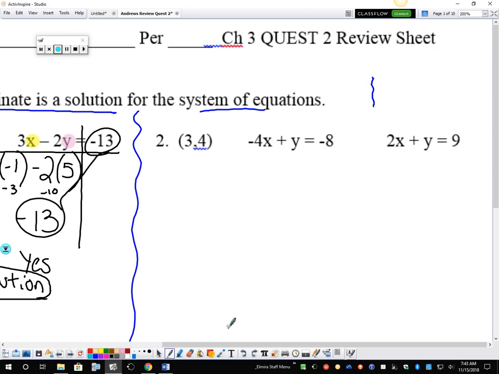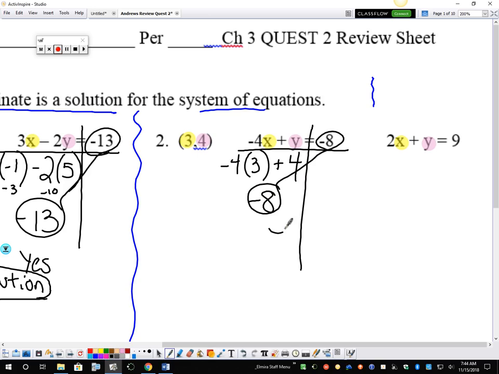Sliding over to the second one. Here again, let's highlight our x value and our x's. Highlight our y value and the y. And then we'll start subbing in. So -4, instead of x, we'll have times 3. Instead of y, we're going to have 4. Okay? -4 times 3 is -12, and -12 plus 4 is -8.